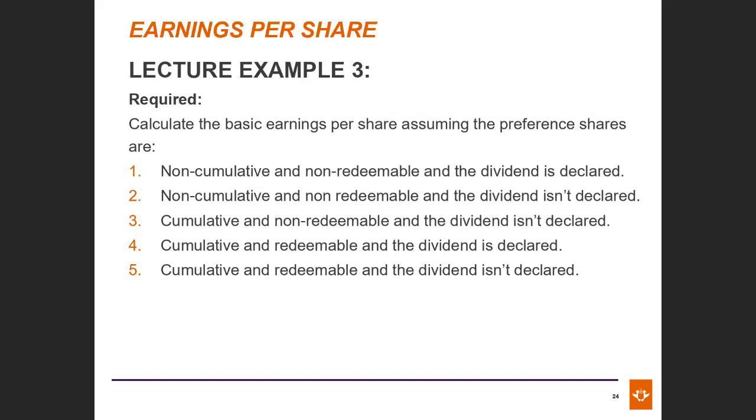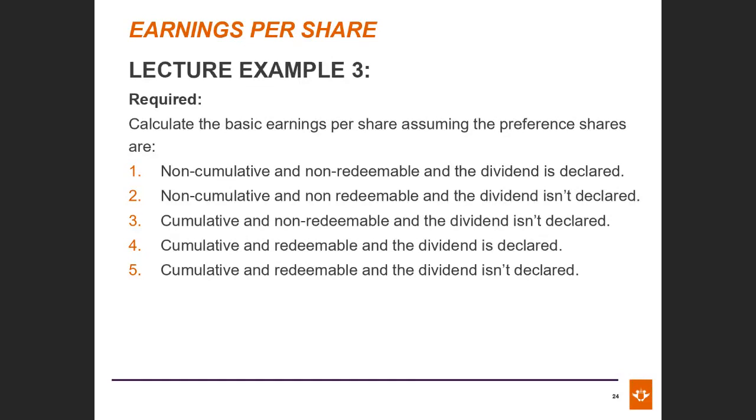Okay. Then if we have a look at the second situation, we have non-cumulative and non-redeemable preference shares, and the dividend isn't declared. So we have the same situation as the previous slide. We have 20,000 ordinary Class A shares, as well as 20,000 preference shares. They're telling us that these preference shares are non-cumulative and non-redeemable, and the dividend isn't declared. Are we then going to deduct these preference dividends from the profit when calculating our basic earnings?